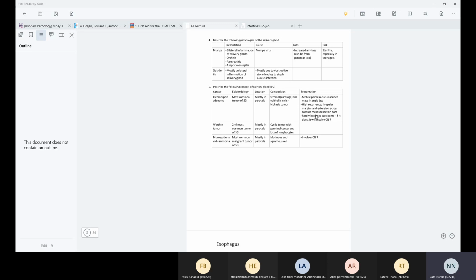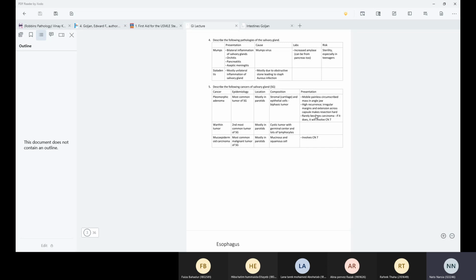Unlike that, Warthin tumor is a cystic tumor with germinal centers and lots of lymphocytes. It is also easy to make the diagnosis because Warthin tumor is the second most common tumor, second most common. Benign is most common everywhere. In salivary gland tumors, benign tumors are more common, malignant are really rare. But the second most common and the third most common, this is epidemiological data, and you need to memorize it. It does not change. This information is in Pathoma, and you will find it in Robbins and in all the big books as well. So Warthin tumor is a lymphocytic tumor.